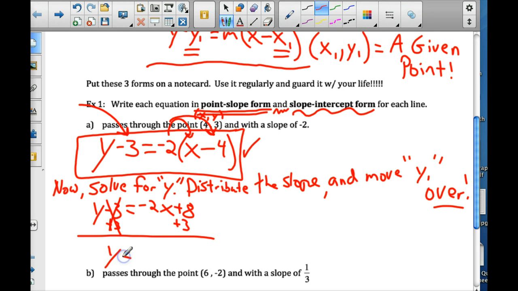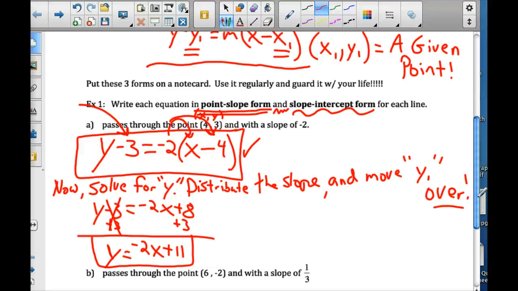Y equals. Who's got that right side done? Combine all the like terms. Scooter, give it a shot. Negative 2x plus 11. Is that slope-intercept form, people? Yes. Scooter, what's the slope of that line? Negative 2. It's the same. The slope's negative 2.